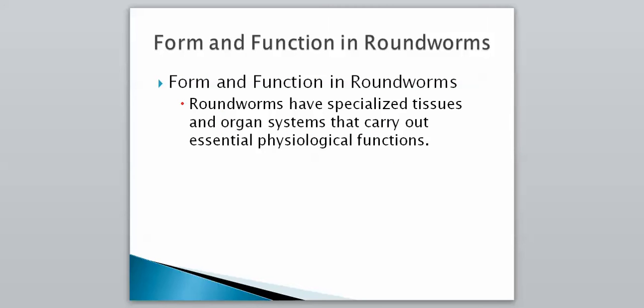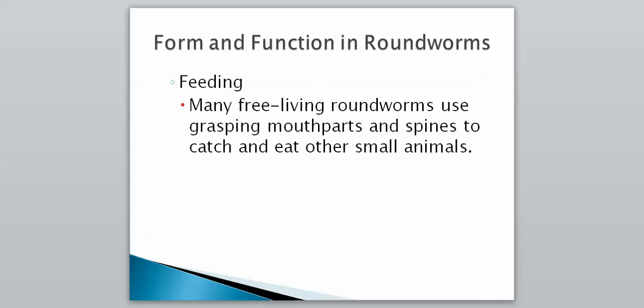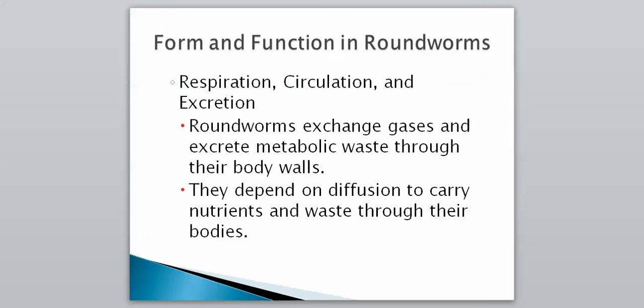So, form and function in roundworms. What do they look like? How do they move? They have specialized tissues and organ systems that carry out their essential body, or physiological, functions. For feeding, many free-living roundworms will use grasping mouthparts and spines to catch and eat other small animals. So they have a strong mouth and grasping mouthparts to help catch them. And again, there are others that are going to be parasites, which we will talk about in our next video.